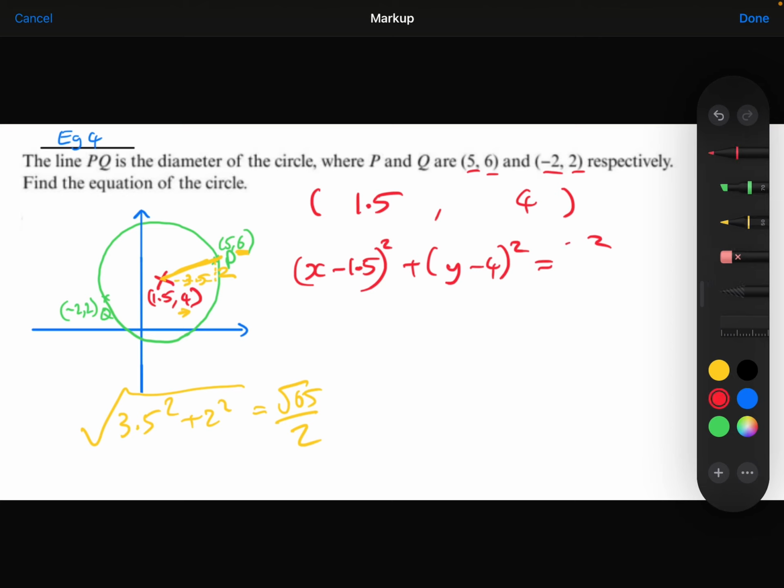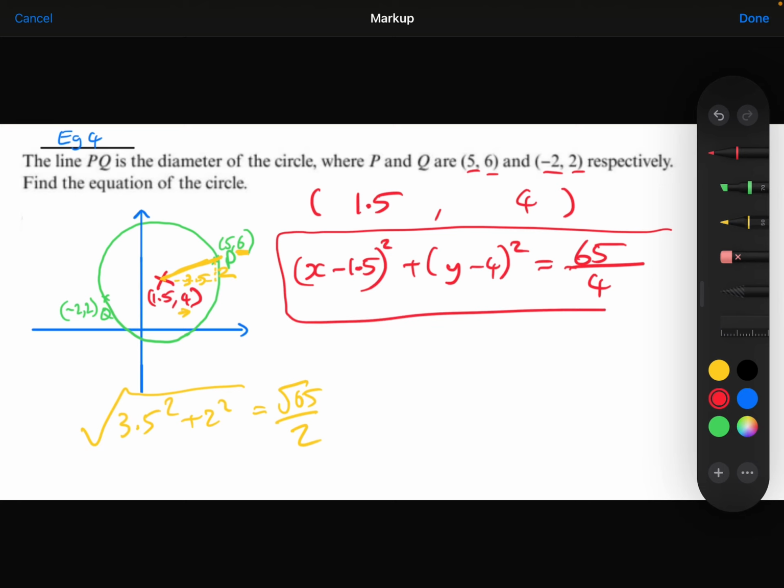So putting that into my equation, we need the radius squared though. So when I square the root 65, I'll get 65, and when I square the 2, I'll get 4. And this is the equation of that circle.